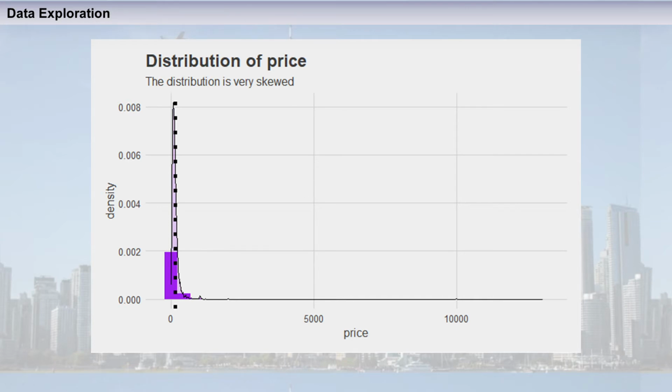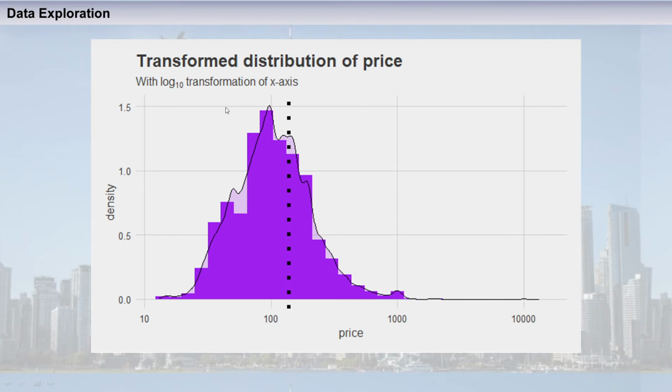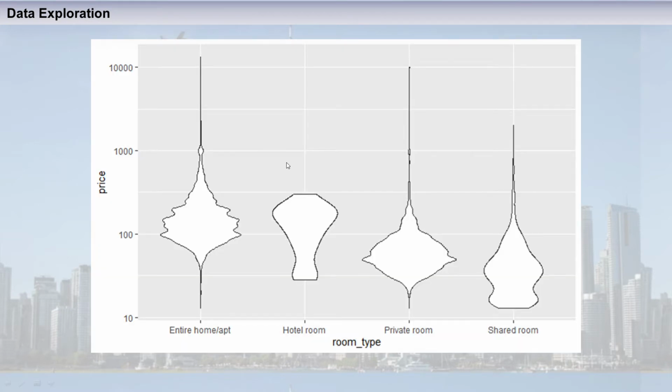Because price is the most important feature in this data set, let's look at the distribution of price. Obviously, this distribution is very skewed. Then we use the log to transform price. After transformation, we can see the distribution is much better. This plot shows the price and the room type relationship.